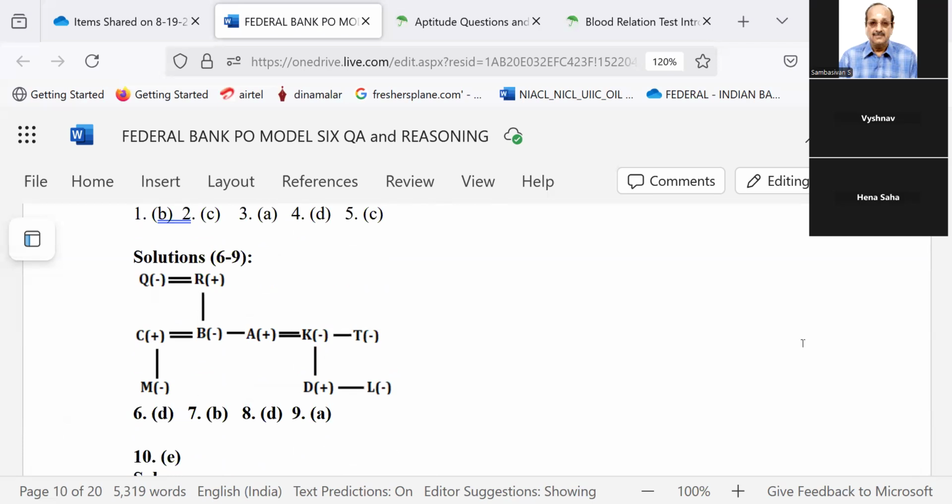R has two children of different gender. A is the brother-in-law of T.